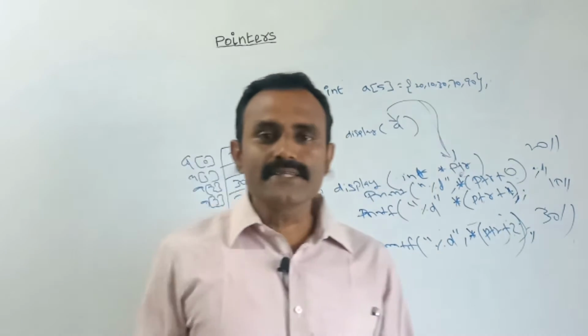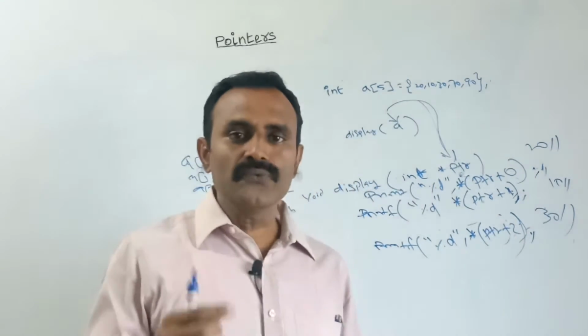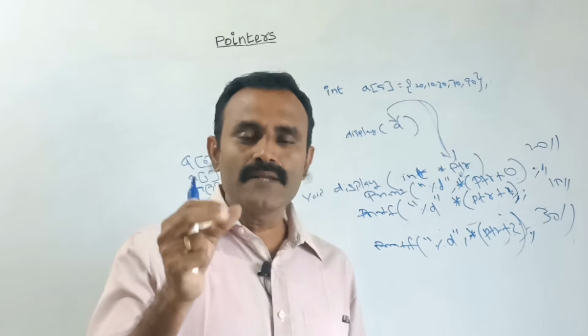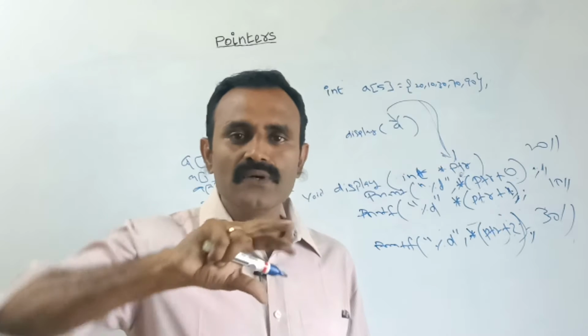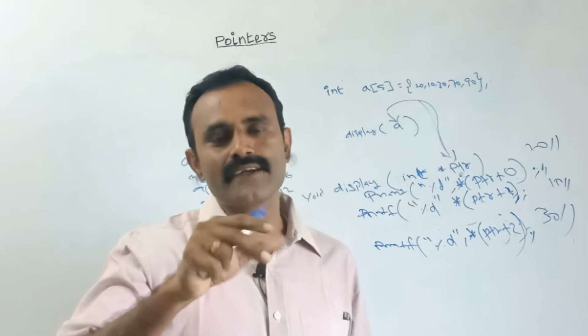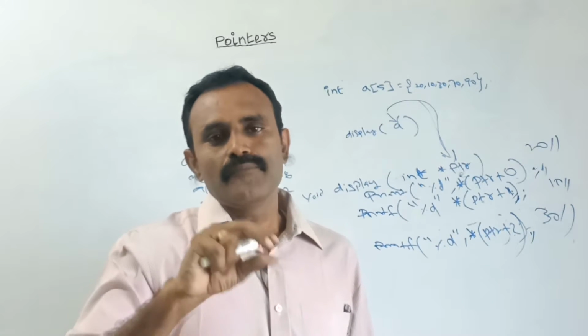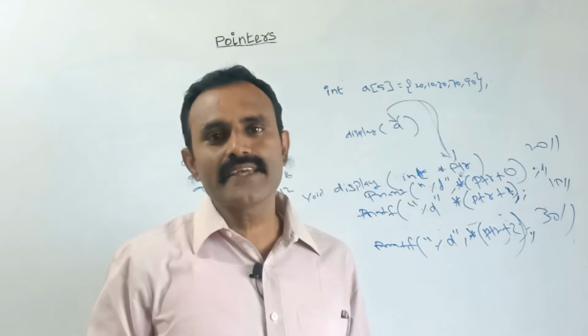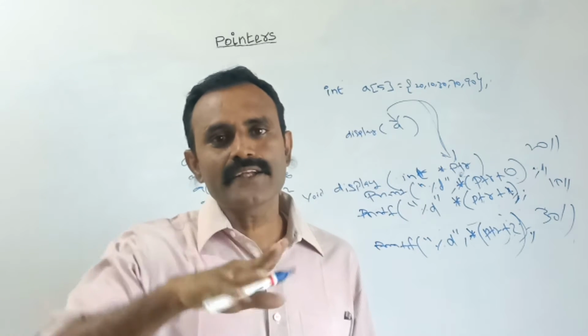Now let us see a simple example. Suppose I want to create an array and store some elements in it, and I want to sort that array in ascending order. Then with the help of this pointer variable we can access the elements inside the array and sort them in ascending order.